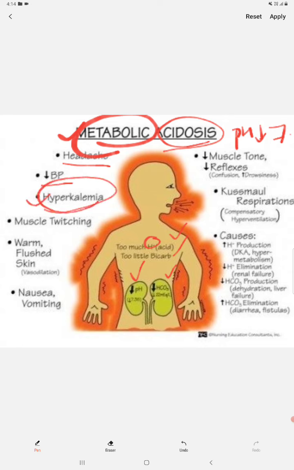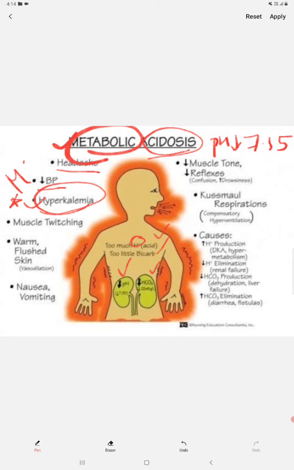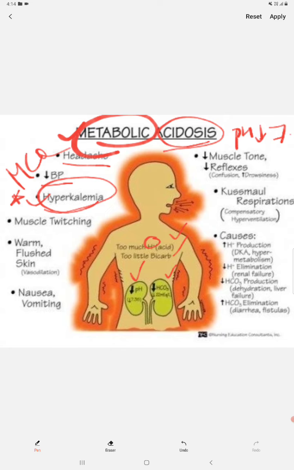In both acidoses, whether metabolic acidosis or respiratory acidosis, we can see the condition called hyperkalemia. This can be asked as an MCQ. Please remember this point. In metabolic acidosis and respiratory acidosis, we can see hyperkalemia as a feature. And the patient may have muscle twitching and warm flushed skin.